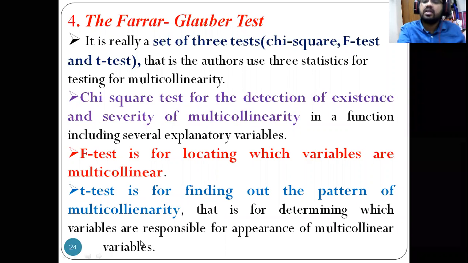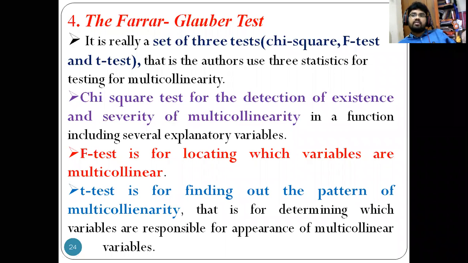Then why do they use the T test? The T test is for finding out the pattern of multicollinearity. What is the pattern of multicollinearity in our model? That's why they use the 3 tests. Sometimes they will ask why the chi-square test is used in the Farrar-Glauber test, in order to find the existence and severity of multicollinearity, and why the F test is used, for locating which variables are multicollinear. Please keep this in mind, it is very important.